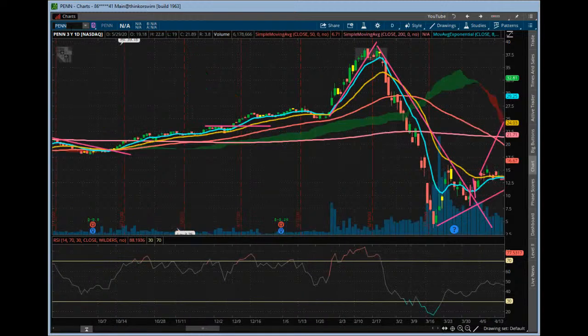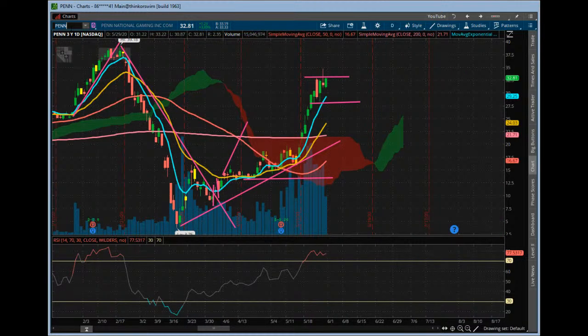And then Penn. As the gaming stocks go, this one's doing pretty well, right? It had a really nice couple days up over the 200-day moving average. I like how the 50 moving average is rising up, so it might be consolidating here for a little bit for another push. It's good stuff.